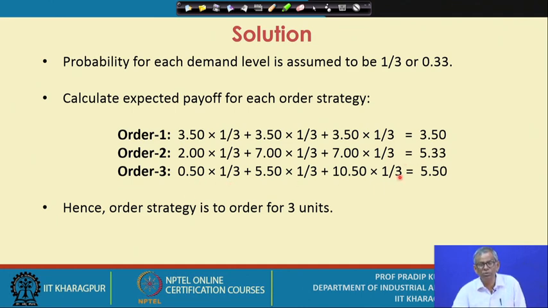So the same approach you follow for calculating the expected payoff, the expected return against order 3. So this value is 5.50. So obviously the order strategy is to order 3 units, because 3.5, 5.33 and 5.50. So against order 3, the expected payoff is maximum, that is 5.50 in this case.